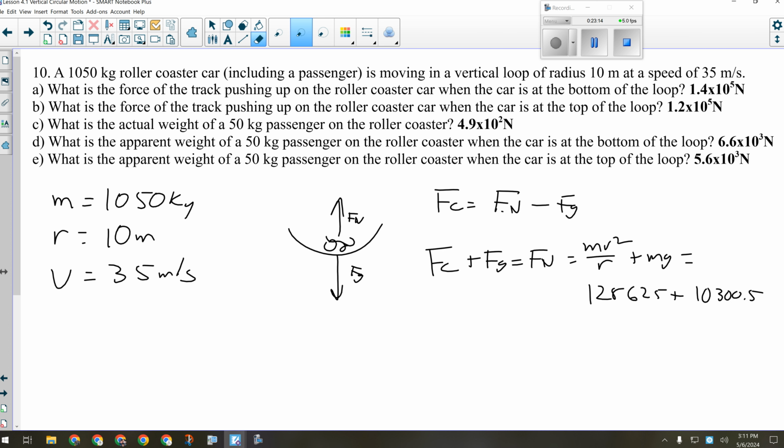I think so. Okay. So if we're going under the top, 35 meters per second is definitely faster than the minimum speed. That's definitely faster than we have to go to stay in this loop. So in that case, both of those forces are acting in.